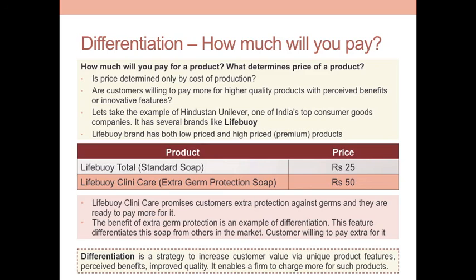The Lifebuoy brand has both low priced and higher priced premium products. So while Lifebuoy Total, the standard soap, is priced at Rs 25, Lifebuoy Clinic Care, which promises customers extra germ protection, is priced at twice that at Rs 50. So customers essentially are ready to pay a premium for the perceived benefit of extra germ protection. This is an example of differentiation, which is essentially a mechanism of increasing customer value through unique product features and benefits which help in differentiating a product over other similar products.